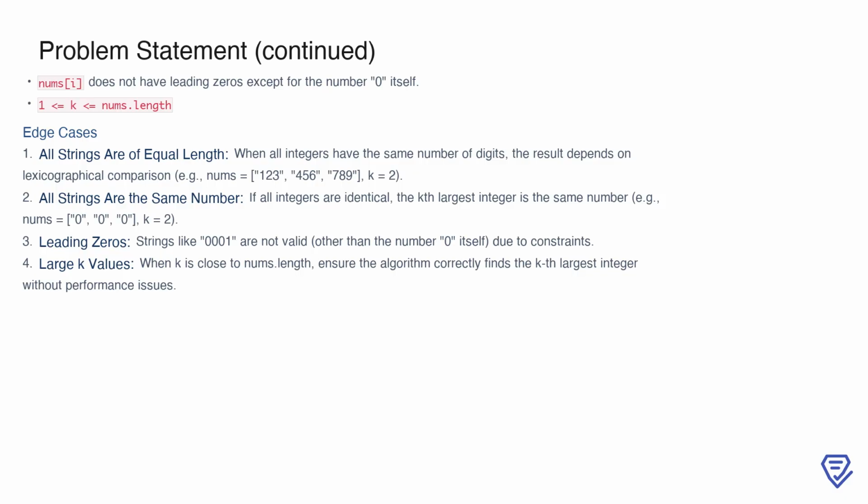Some edge cases to consider include scenarios where all the strings are of equal length. In such cases, the comparison between integers would rely on lexicographical order. For instance, in nums equals 123, 456, 789, with k equals 2, we would sort the strings lexicographically to determine the second largest value. Another edge case is when all the strings represent the same number, as in nums equals 0, 0, 0, with k equals 2, where the result will always be the same number. Finally, for large values of k approaching the length of the array, it's essential to ensure that the algorithm efficiently identifies the kth largest integer without performance bottlenecks.